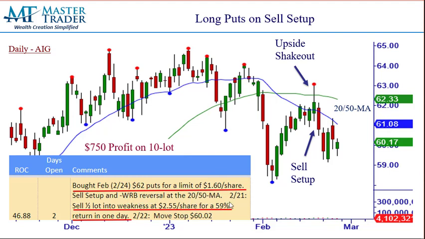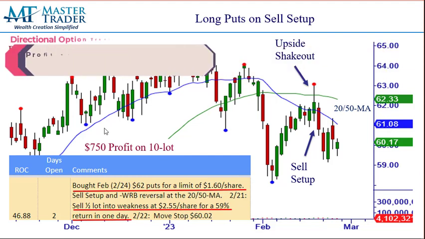There's the setup. The very next day, look, we entered here, kerplunk. We sold half position, provided you have multiple contracts, at $2.55 a share. We bought at $1.60, 59% return in one day. We went into trail mode, 2 days later swing trade, made over 46% return on capital.